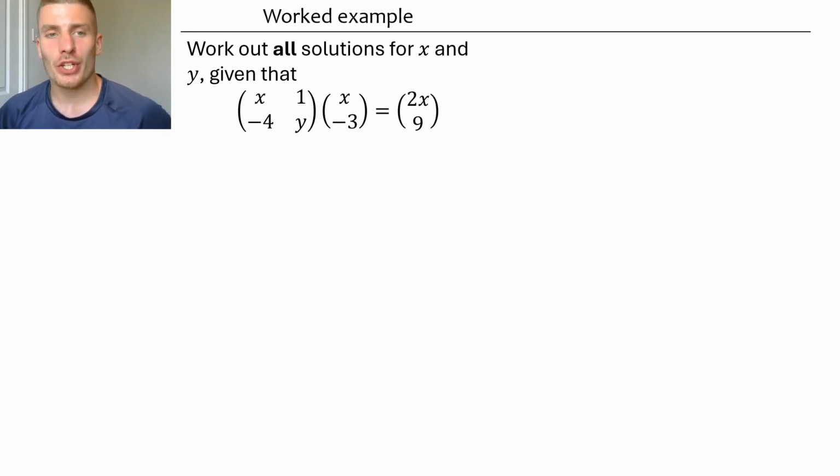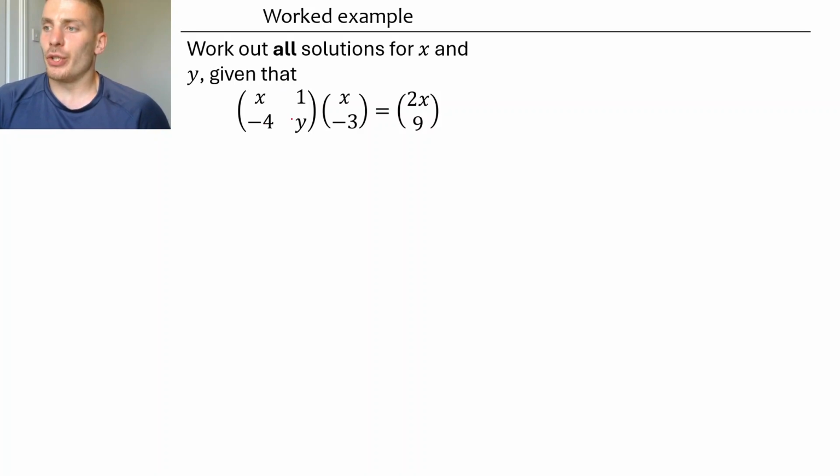Anyway, the question is: work out all of these solutions for x and for y. So it's another matrix multiplication question, and this time notice it says all of the solutions for x and y. There's going to be more than one solution for x and for y. A little bit trickier, but nothing that you can't handle. But like previously, you just want to begin by multiplying out the matrices using the methods that you've done before, rows with the columns, and it will begin to unfold. So let's go and do that.